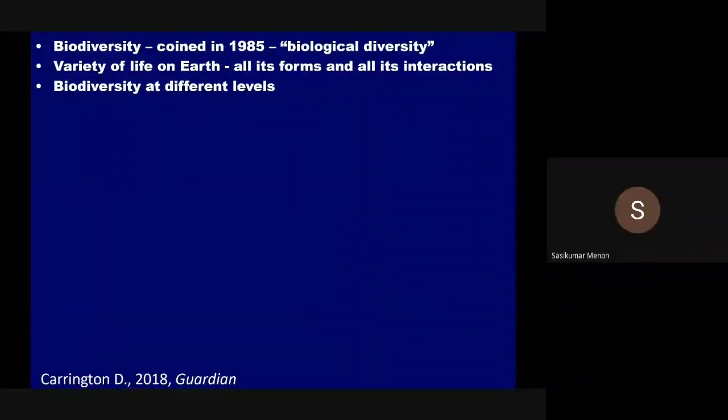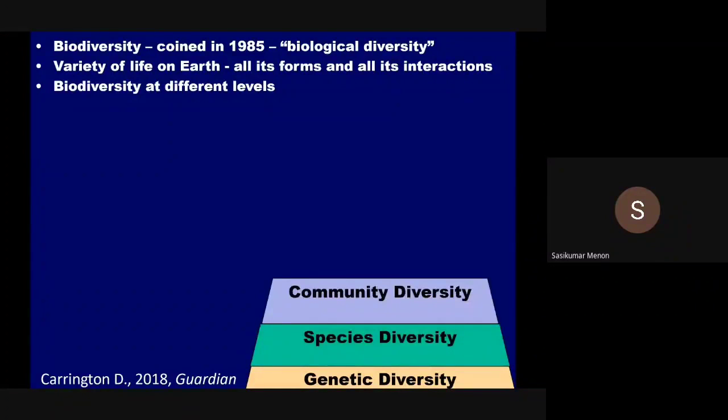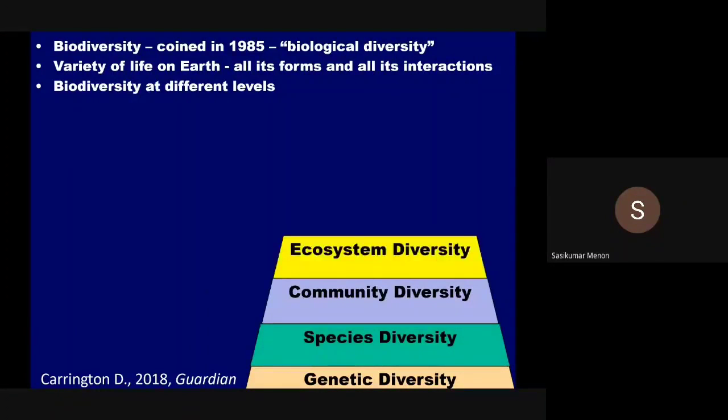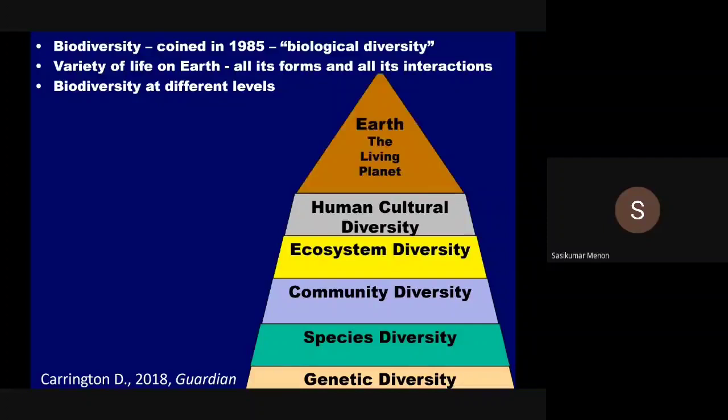Biodiversity can be considered at very different levels. There is genetic biodiversity, there is species biodiversity, there is diversity at community level, there is diversity at ecosystem level, and there is diversity in human cultures. And all this comes on this living planet.